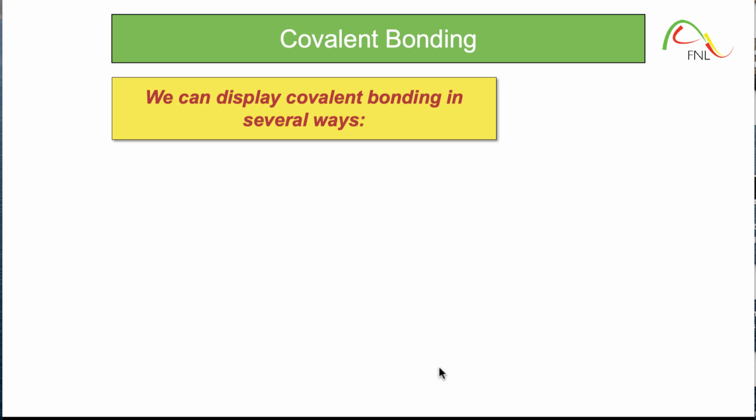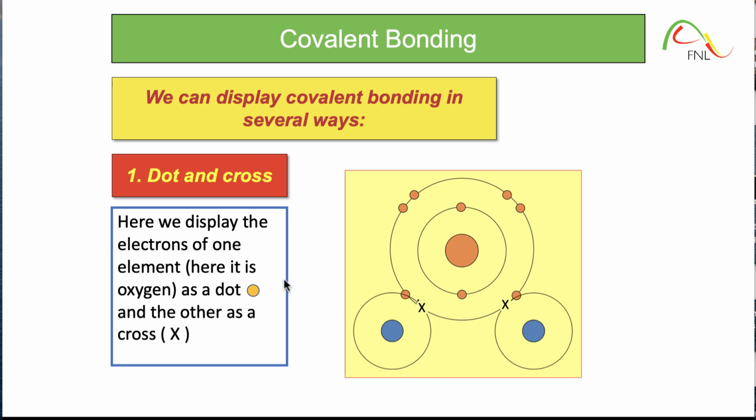Now, we can display covalent bonding in several ways. First of all, we've got what's called dot and cross. This is quite a famous way of showing it, dot and cross. Here we display electrons of one element, here oxygen, as dots, and the other one, hydrogen, as crosses.